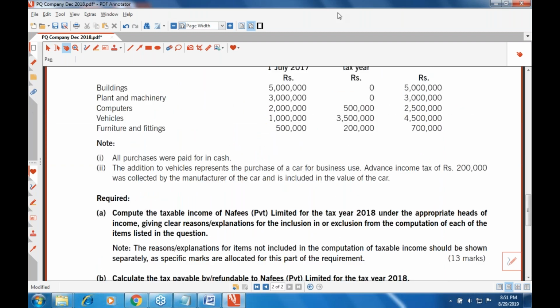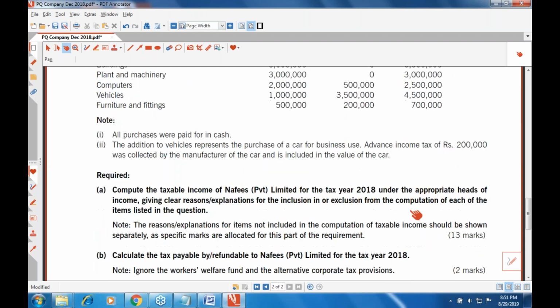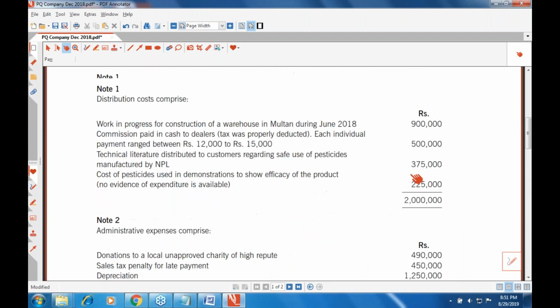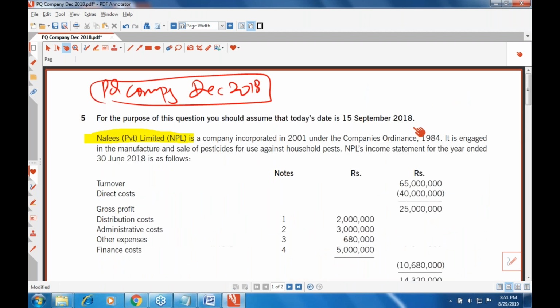Now, what exactly is the requirement of this question? It says compute the taxable income of Nafis under the appropriate heads of income, giving clear reasons and explanations. So that's what you have to calculate: the taxable income of Nafis under the various heads of income. Let's try to attempt it, and we are going to start discussing at 9 p.m.